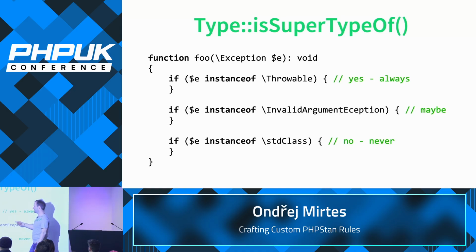If we are going to ask, is this variable instance of InvalidArgumentException? It's a maybe, because this might be InvalidArgumentException or it might be something else. So the middle condition is the only one that makes sense in this code actually, right? And if you ask, is this variable instance of stdClass, isSuperTypeOf returns no, because it's never going to be true. It doesn't make sense. stdClass is a distinct class, completely separate from Exception, so it's going to be no.